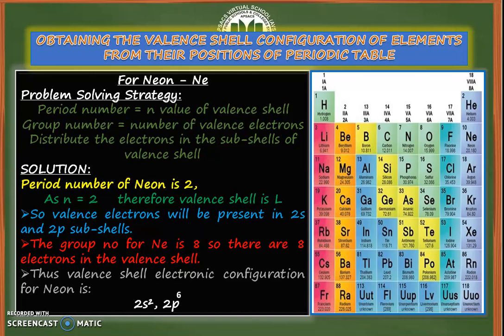The group number for neon is 8. You can see from periodic table that neon is present in group 8. So there are a total of 8 electrons in the valence shell. And here is the electronic configuration for valence shell of neon, which is 2s2 and 2p6. The 2 represents the nth value or the period number, while there are a total of 8 electrons. These are 6 plus 2, 8, which equals our group number for neon. So this is how you can calculate the valence shell electronic configuration of any element with the help of its position in the periodic table.